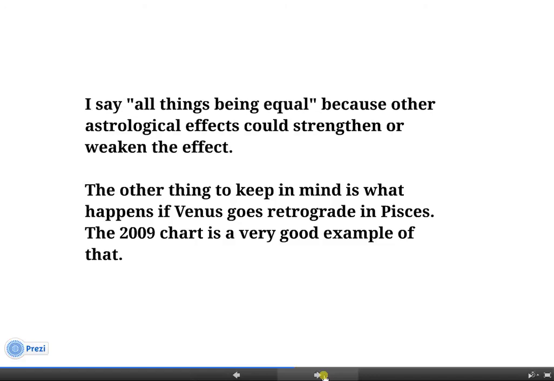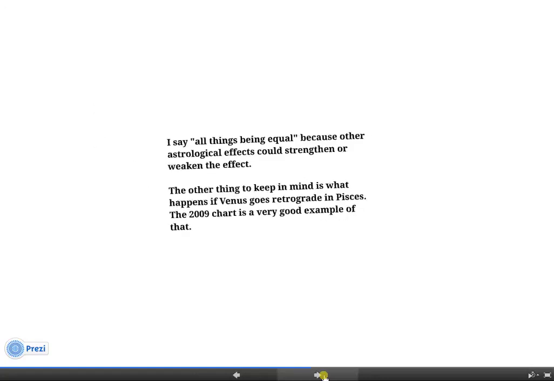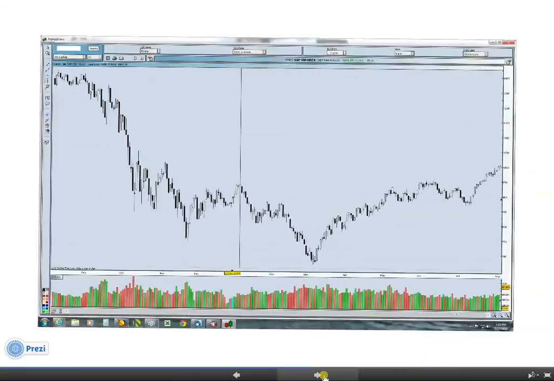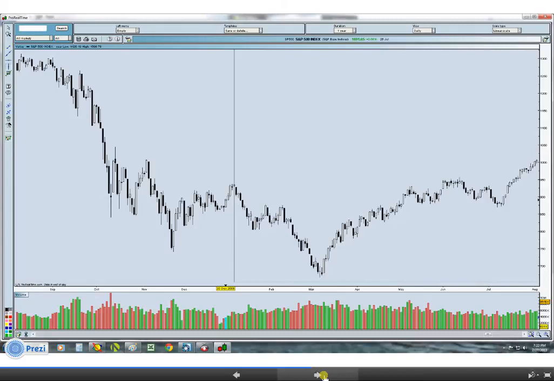But the other thing to keep in mind is what happens if Venus goes retrograde while it's in Pisces. The 2009 chart is a very good example of that. In fact, the 2009 chart is the only chart out of all the ones that I showed you where Venus was retrograde in Pisces, and we see that as opposed to the market moving up, the market just moved down strongly for over a week actually. Now keep in mind that Venus does not have to be retrograde while it moves over the 6th degree of Pisces. It just has to be retrograde while it's in Pisces for this effect to be the opposite of what's normally going on here.